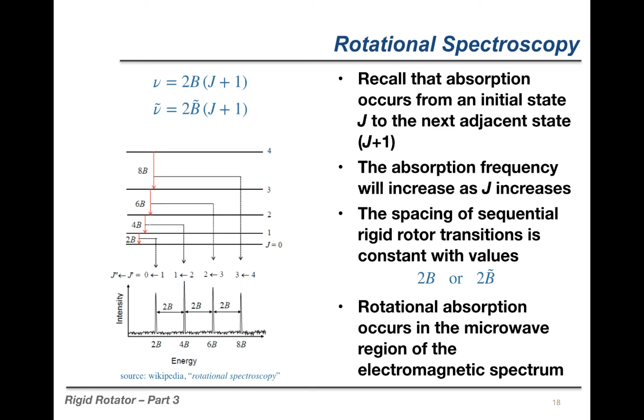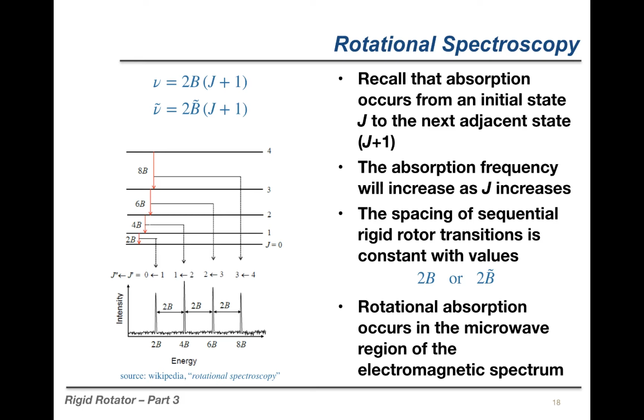But as the plot on the left here shows, the transition from J equals 0 to J equals 1, the transition from J equals 1 to J equals 2, the transition from J equals 2 to J equals 3, and J equals 3 to J equals 4, etc., all yield a set of lines that have equal spacing. And that spacing is equal to 2B.